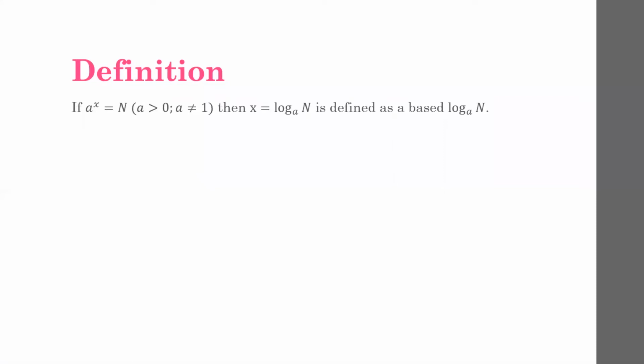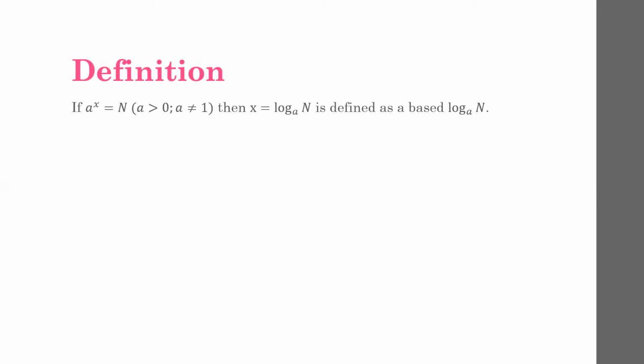What is logarithm? This is kind of the exact opposite of index, as plus is the opposite of minus. If a to the power x equals n, where a is greater than 0 and a is not equal to 1, then x equals log a base n, which is defined as log base a of n. It can be said or spelled as log a n or log a based n. So this is our definition: if a to the power x equals n, a is greater than 0 and a is not equal to 1, then x equals log a base n.